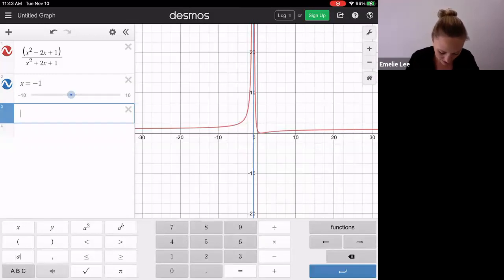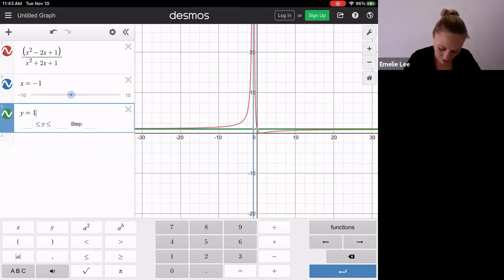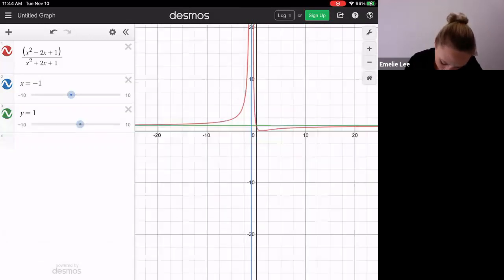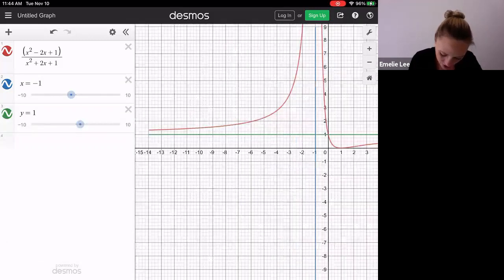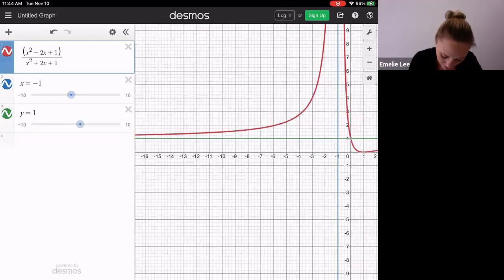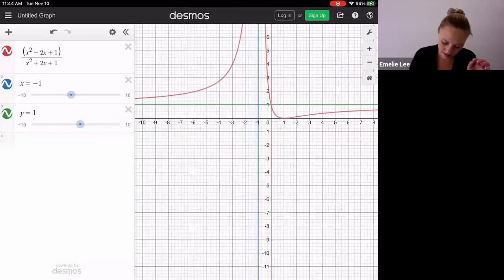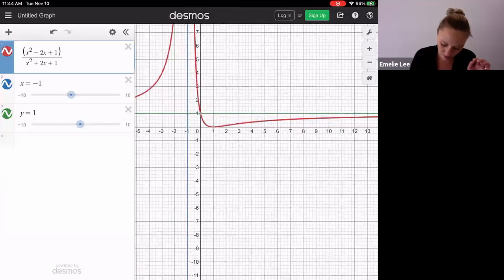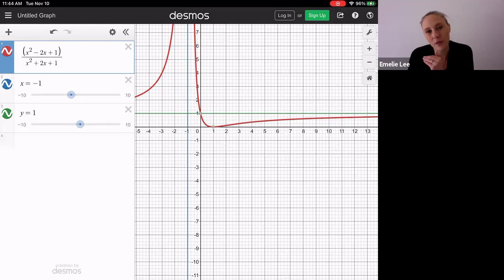And I also had an asymptote at y equals 1. Okay, and so as x goes to negative infinity, we're approaching y equals 1, and here we're approaching y equals 1 as x goes to positive infinity, but from below.